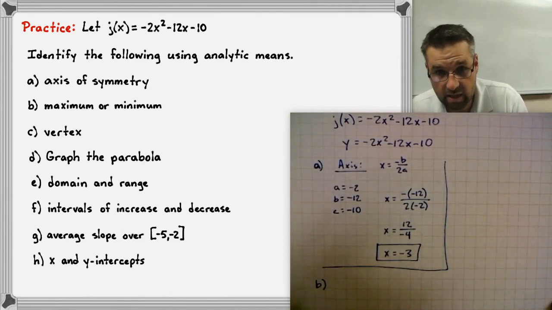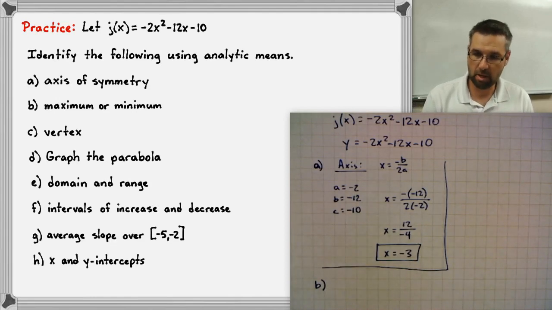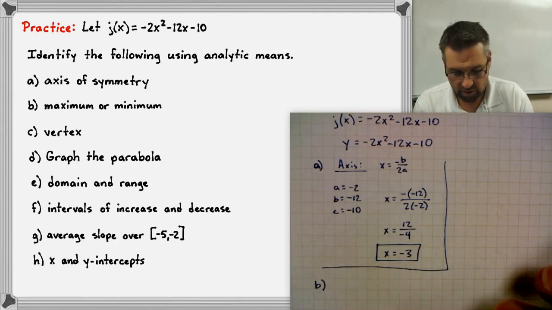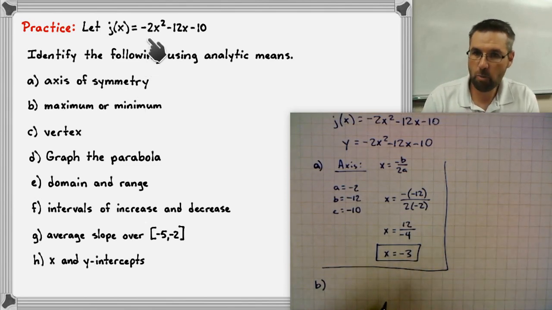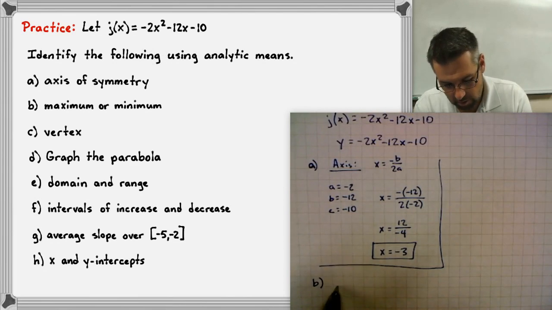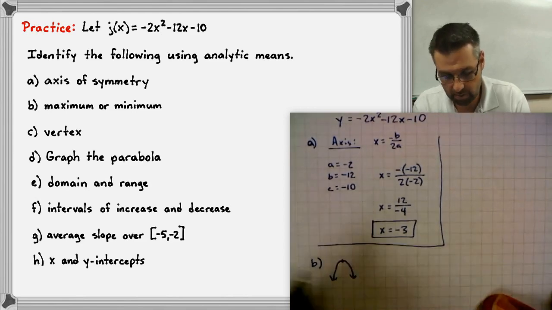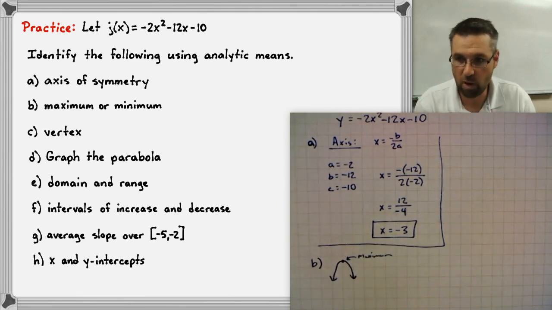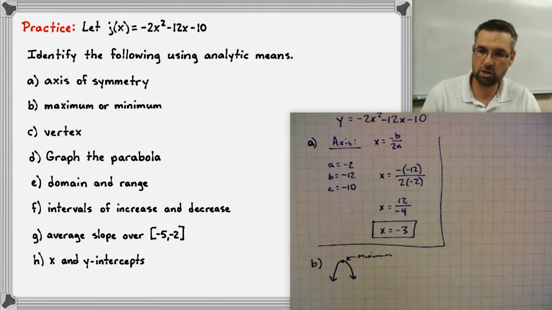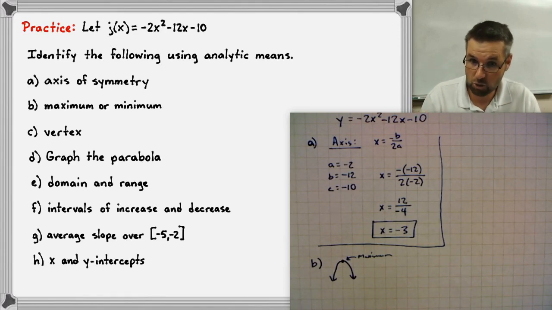B says find the maximum or the minimum? Well, first of all, what do we know? We know that this parabola opens down because the a value is negative. So we know since this parabola opens down, what's going to happen? Am I going to produce a maximum or a minimum? Well, because it opens down, that is producing a maximum. Now, I wasn't necessarily asking whether it produced a max or a min. What I want to do is find out what that value is.